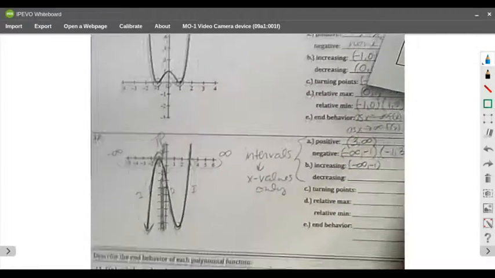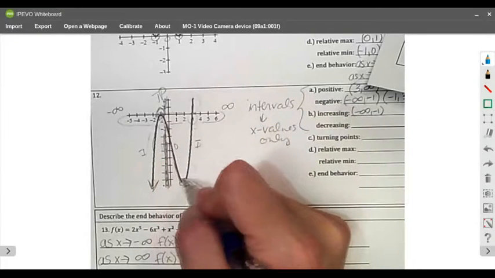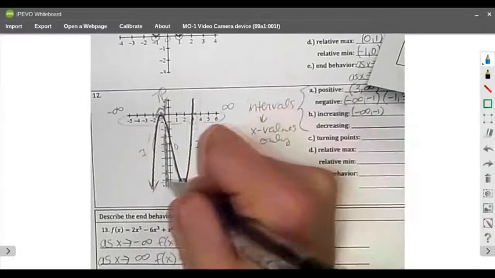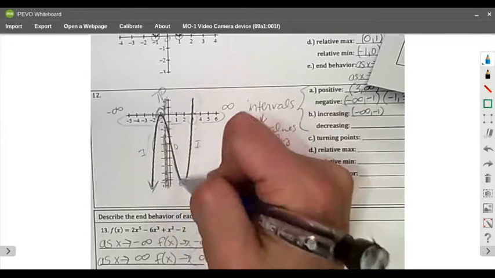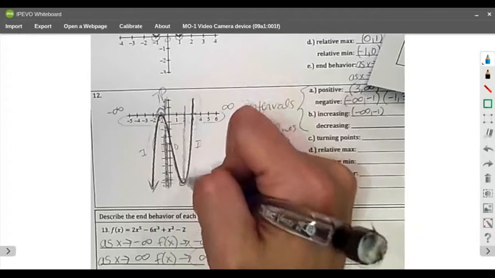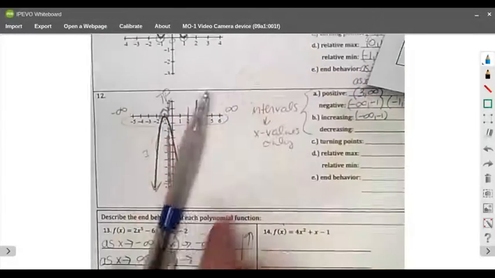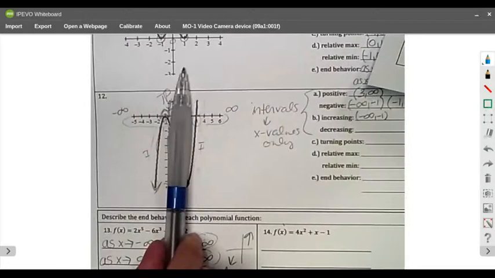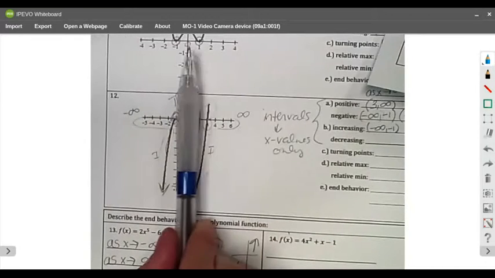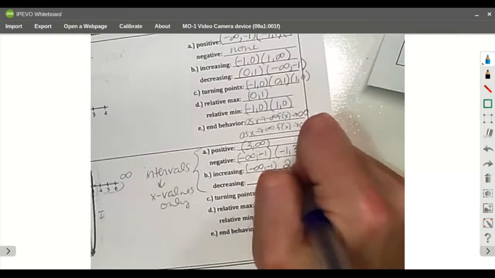And then where else is it increasing? So then it started to decrease, and then it started to increase again here. We don't care about that value. So sometimes you have to sketch it. Looks like it's at about 2. This x value is 2. So from 2 to infinity. So starting here at 2, we're going to say it's increasing from 2 to infinity.